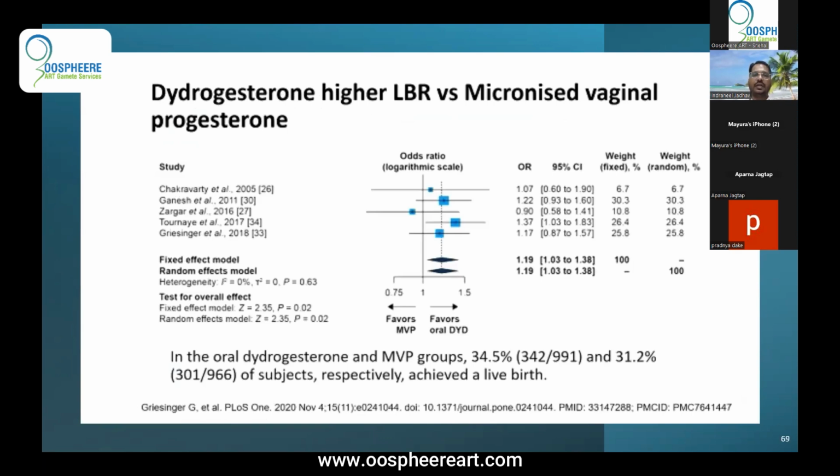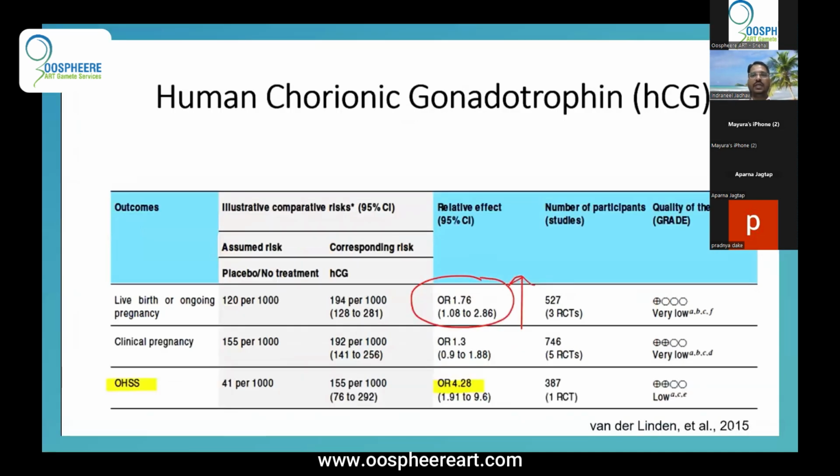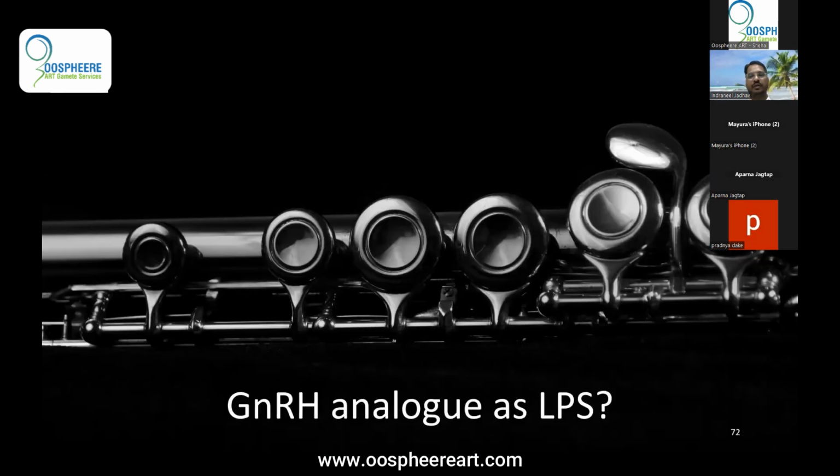And here, dihydrogesterone or micronized vaginal progesterone: dihydrogesterone was more effective in bioavailability or pharmacokinetics, but still the outcomes were not that statistically significant. Estradiol supplementation during early phases is also showing no significant difference, but HCG administration is showing a difference because of the luteotropic effect of HCG, which is secreting more progesterone endogenously, but there is a higher risk of OHSS also.